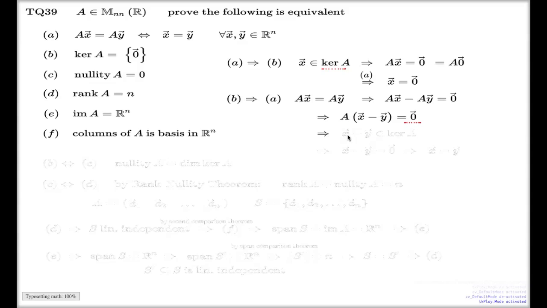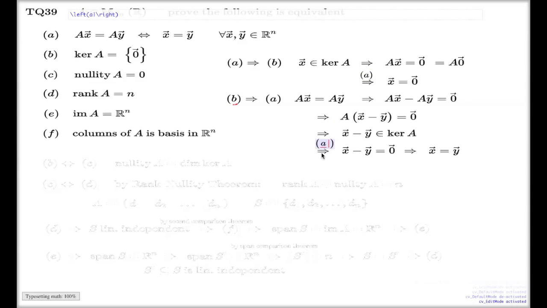It means that by the definition of the null space, the vector X take away Y is in the null space. But the null space, by assumption B, is the 0 subspace, so X take away Y is the 0 vector, which is the same as to say that X equals Y. This is the step where we use the assumption B. So if I just take this, bring it here, and rename it to B, that's the place where B was used.